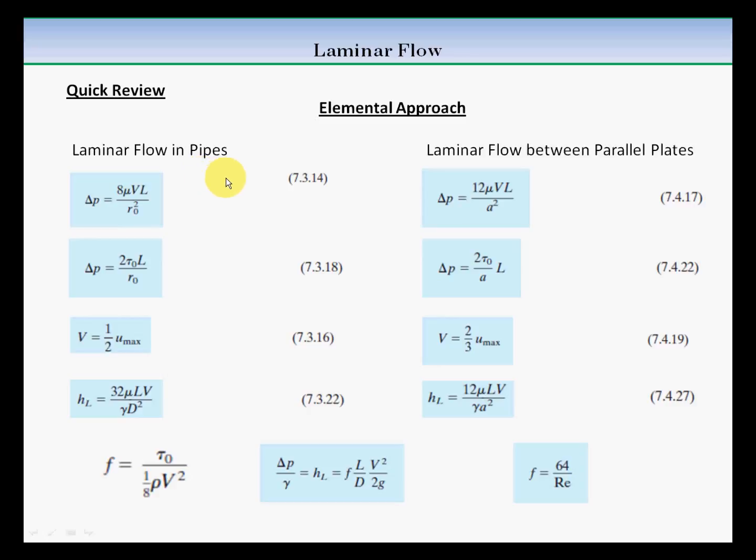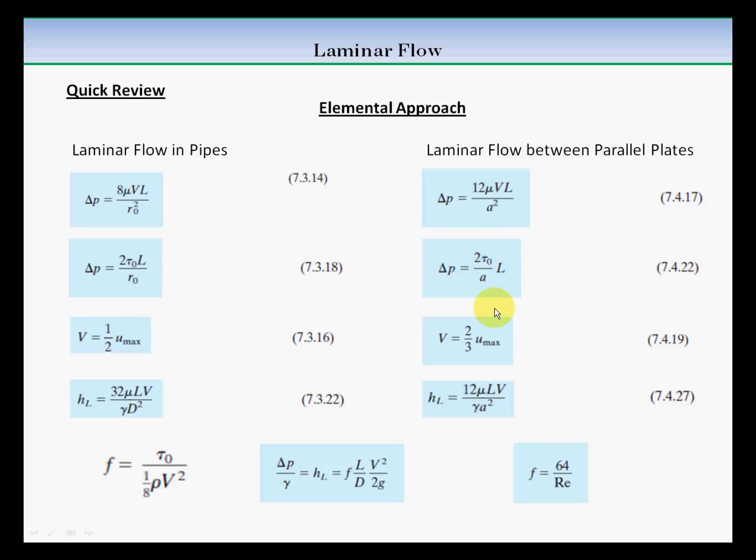Although we did the derivation for laminar flow in pipes, I talked about the laminar flow between parallel plates, and I told you that the equations are very similar to those for pipes, except that in case of parallel plates we are using lowercase a, which is the small dimension or the distance between the two parallel plates. And the pressure drop over a length L of two parallel plates is similar. The only difference is the constant 12, and in place of the radius we are using the distance between the parallel plates.